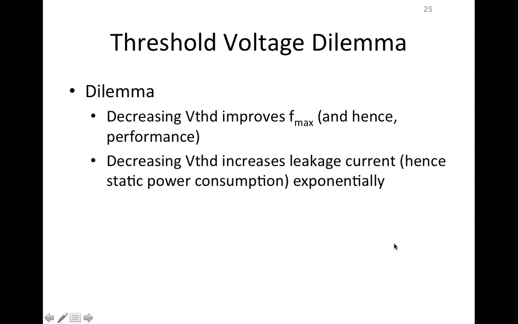Hence, decreasing the threshold voltage improves performance and at the same time increases static power consumption. Or the other choice is to keep threshold voltage constant or increase it. Now, the consequence of this is very, very significant. Okay.